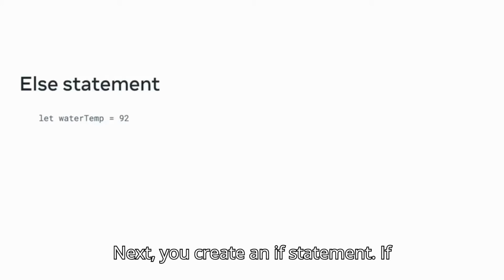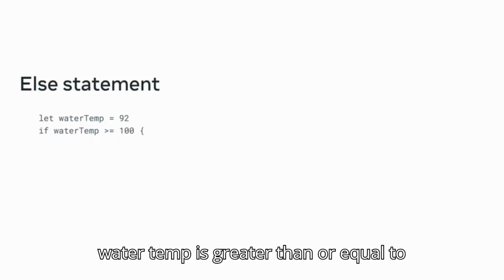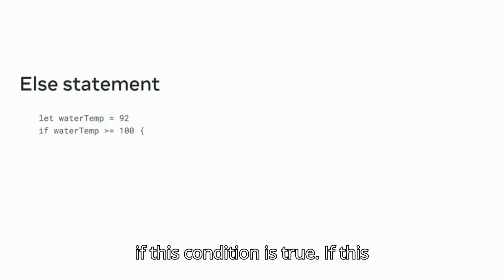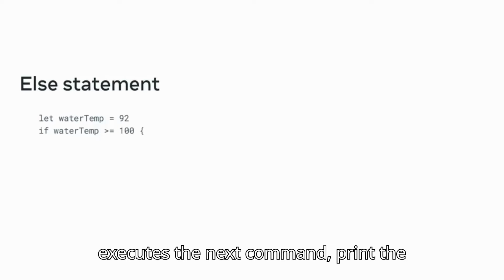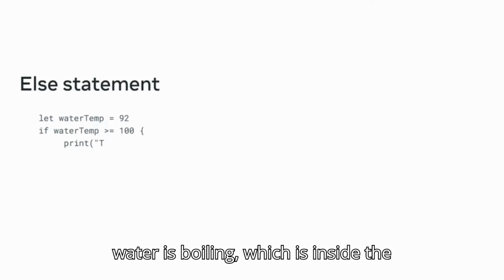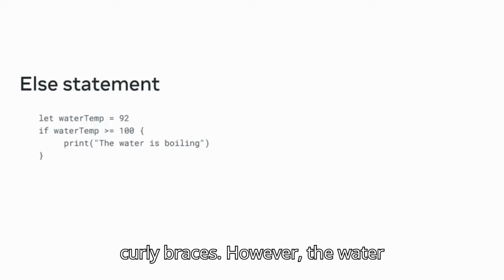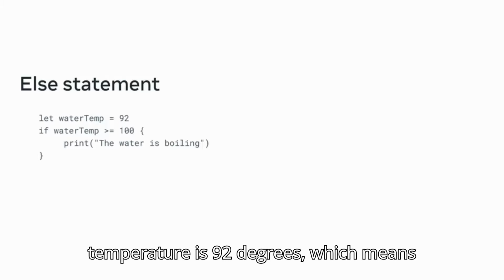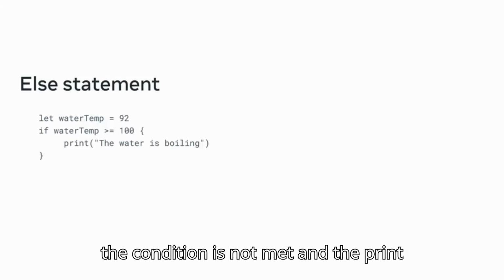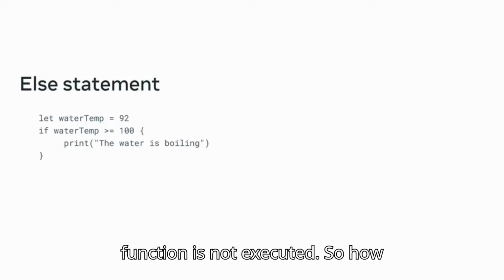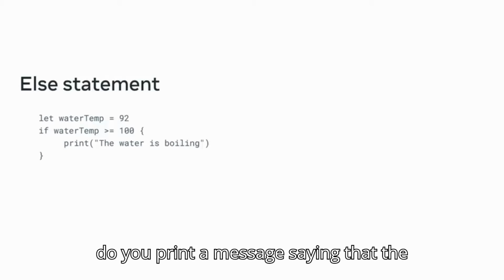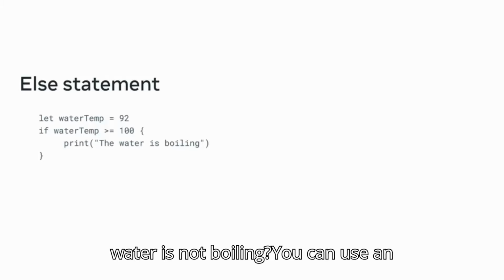Next, you create an if statement. If waterTemp is greater than or equal to 100 and open curly brace to check if this condition is true. If this condition is satisfied or true, it executes the next command. Print "The water is boiling," which is inside the curly braces. However, the water temperature is 92 degrees, which means the condition is not met and the print function is not executed. So how do you print a message saying that the water is not boiling?